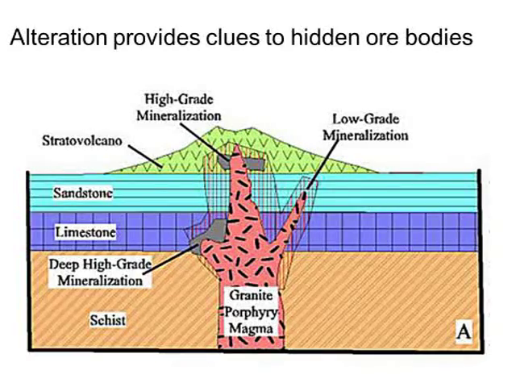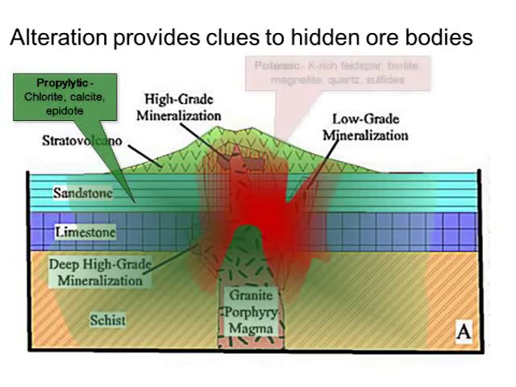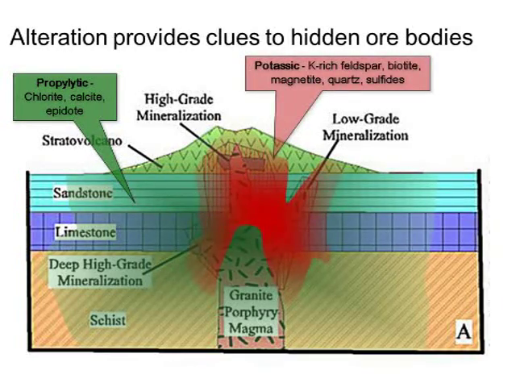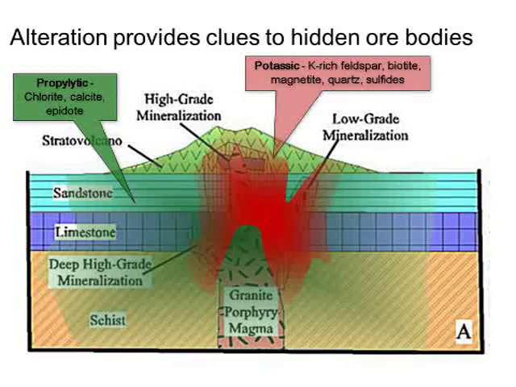Identifying the distribution of alteration allows us to vector into the mild, low-temperature propylitic alteration and then towards the hotter, more intense potassic alteration that generally hosts the bulk of the mineralization. In porphyry exploration, if you don't see significant alteration, you're probably not close to mineralization, unless the rock postdates the mineralizing event.